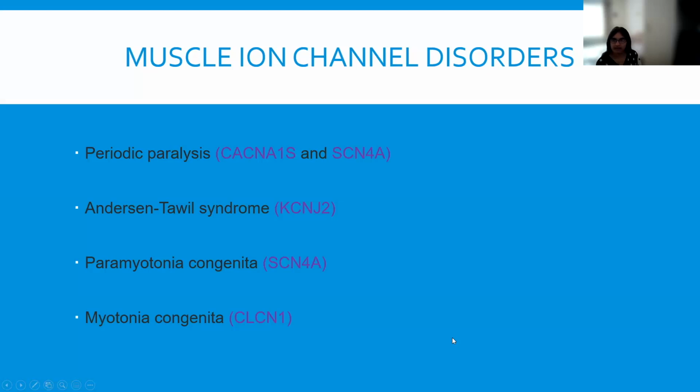So the ion channel diseases we work on include Andersen-Tawil syndrome, and I've listed the genes responsible in brackets. Andersen-Tawil syndrome is caused by variants in KCNJ2, paramyotonia congenita is associated with the SCN4A gene, and myotonia congenita is caused by alterations in the chloride channel CLCN1 gene.